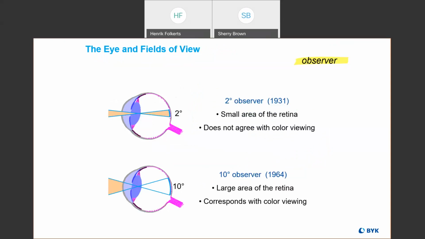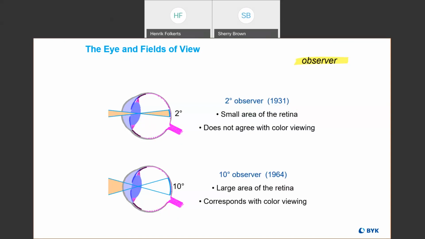Now there are two versions. Those are what we call the observer functions, those sensitivity curves. We're going to see those in a sec, but there are two different versions of the observer functions. The first was the 2-degree observer developed in 1931. This is where the observer would be analyzing those colors from the previous slide using a 2-degree field of vision. So color would hit a fairly small area of the retina.